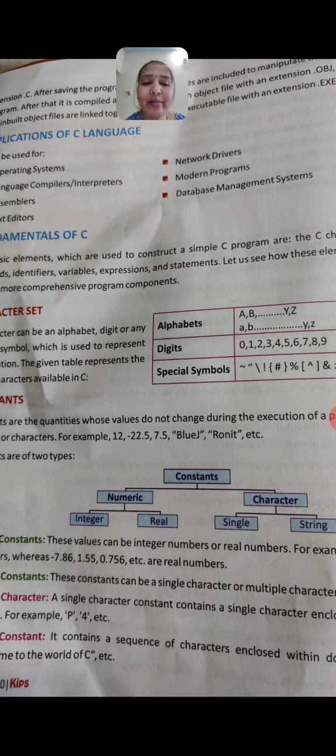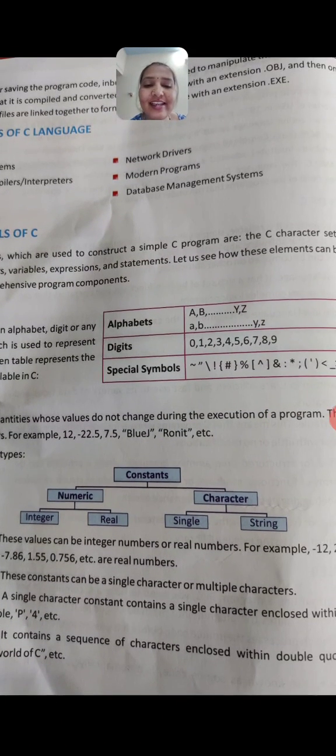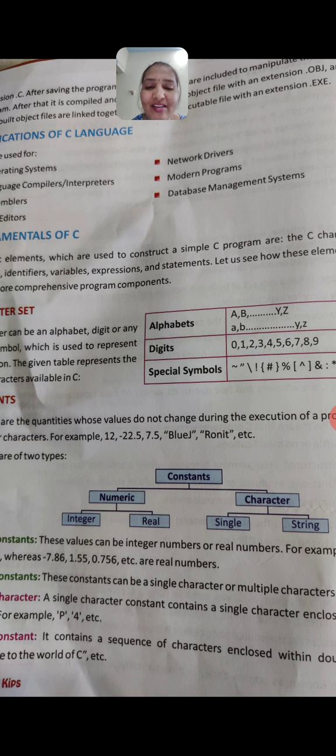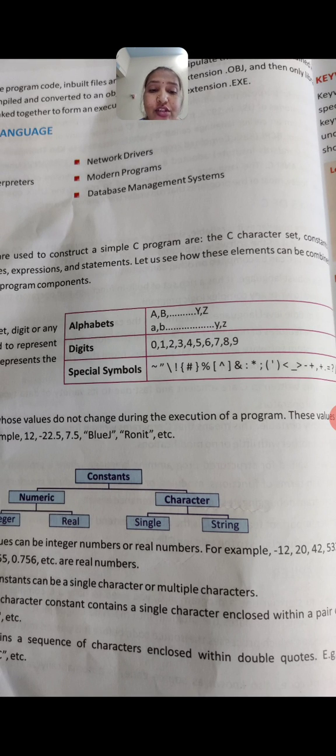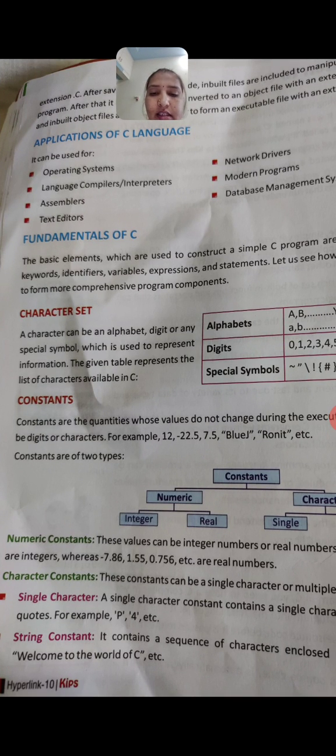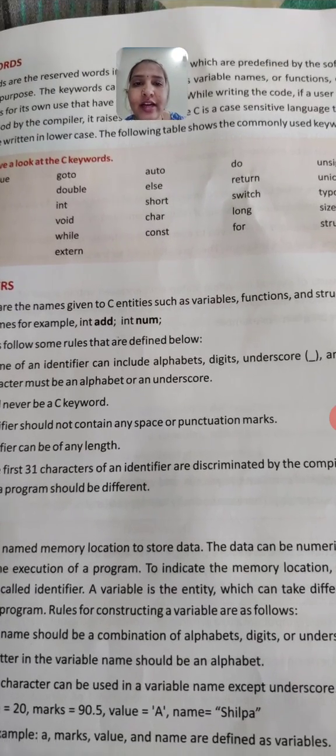Character constants. What do we mean by character constants? These constants can be single characters or multiple characters. A single character is one enclosed within a pair of quotes. For example, consider P. If you write P within single inverted commas, that is what we call a single character. And string constants: if you write a sentence within double inverted commas, that is what we call a string constant. Okay, next we can move to the next one, keywords.